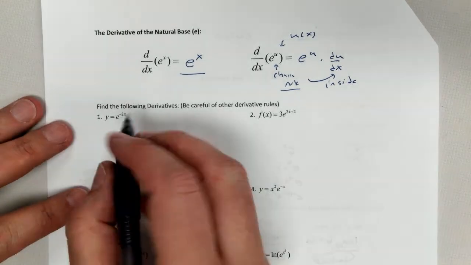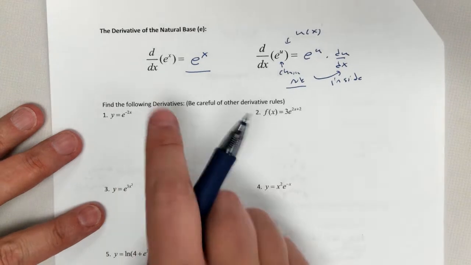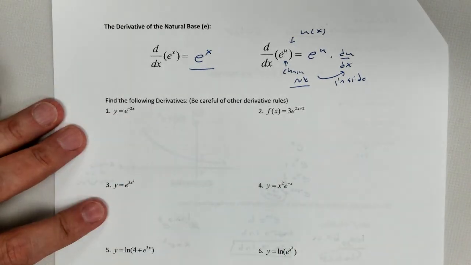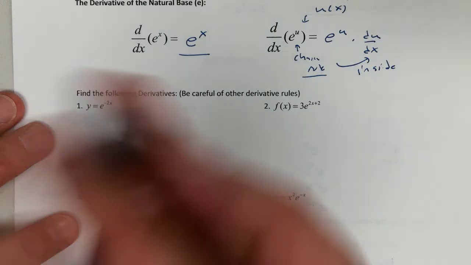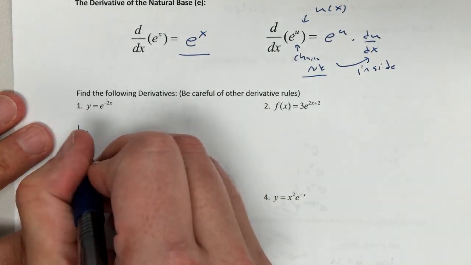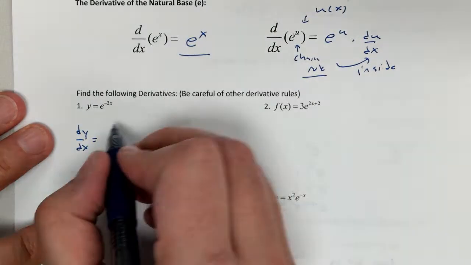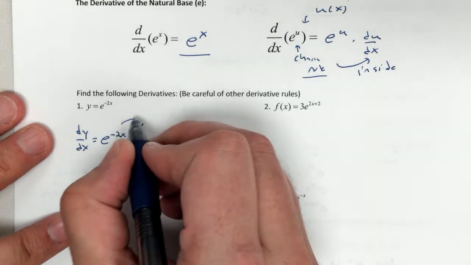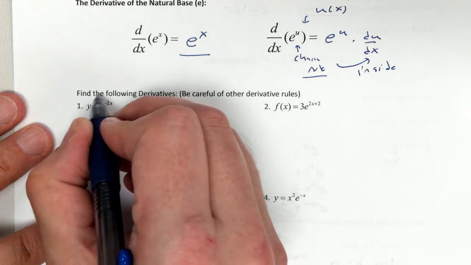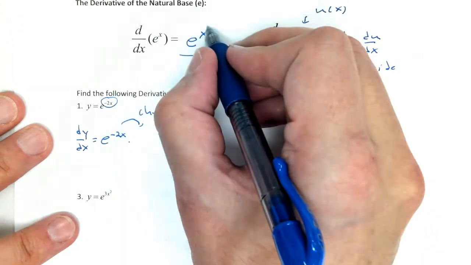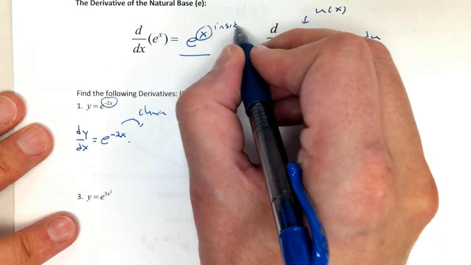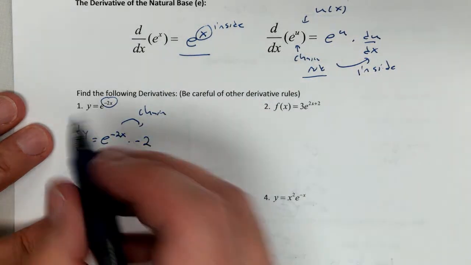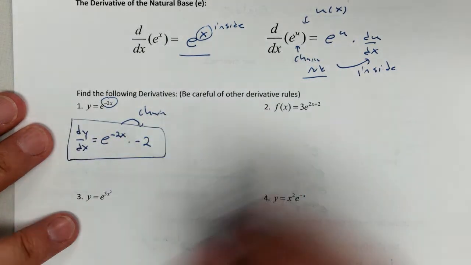So let's take a look at an example like number 1. We want to find the derivative. So we have y equals e to the negative 2x. Well, my derivative rule, dy dx, says it's just itself, e to the negative 2x. Well, we are going to multiply that by the derivative of my inside. In this case, the inside is the power. There is my inside function. And the derivative of negative 2x is just negative 2. And there's your derivative. See how easy that is?